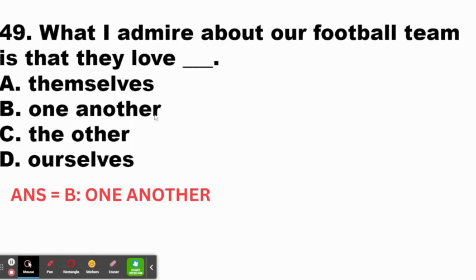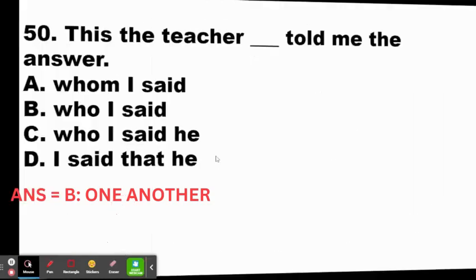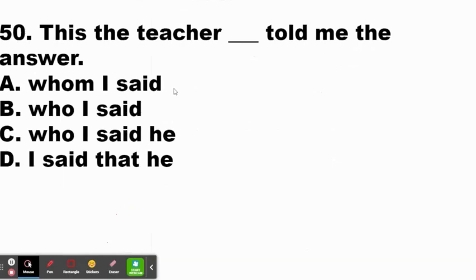When you are talking of two people, you talk of each other, but for three or more people, the appropriate expression is one another. It's completely wrong to choose A, and I am baffled by the fact that even people you expect to know a bit of English grammar would just pick A, which is completely unacceptable. So let's move on to question number 50.